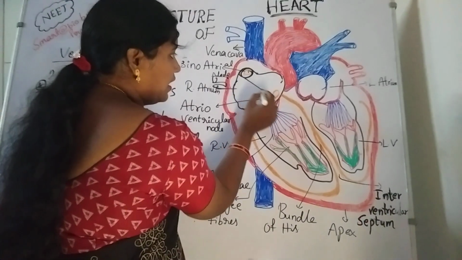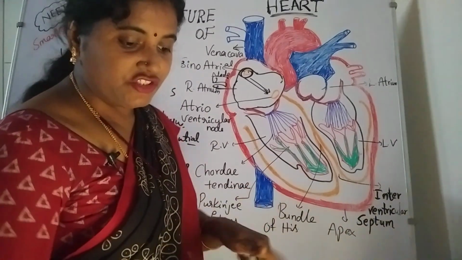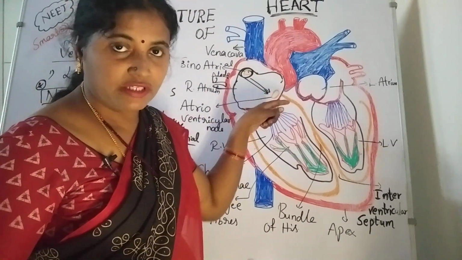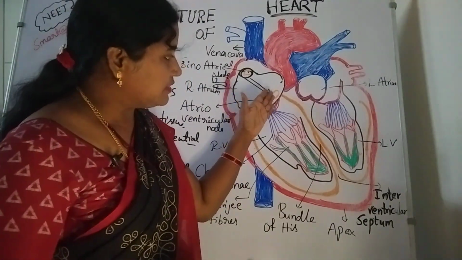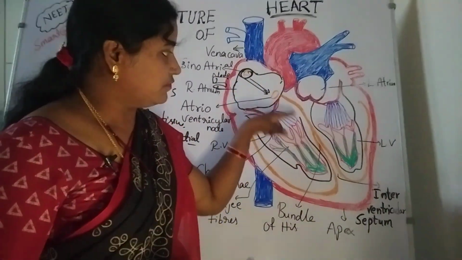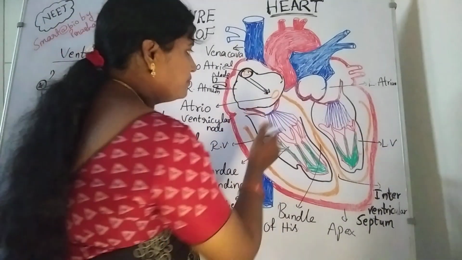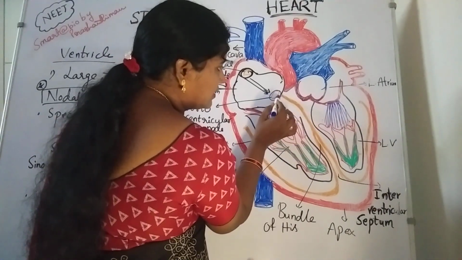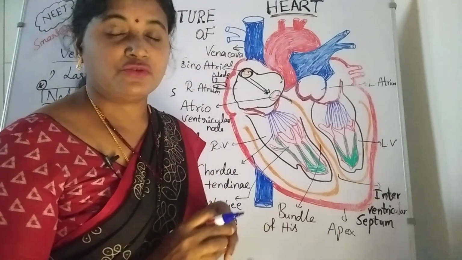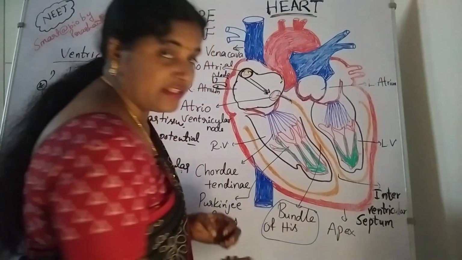From there it is going to pass this action potential towards the AVN. Where is the AVN? It is present inferior to the right atrium, exactly at the junction of the atria and ventricles, in the middle. From there, the AVN is connected with a bunch of fibers. The bunch of fibers is known as the bundle of His. A very important structure is the bundle of His.